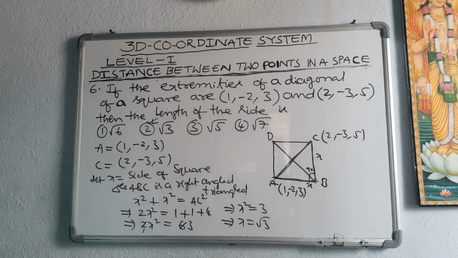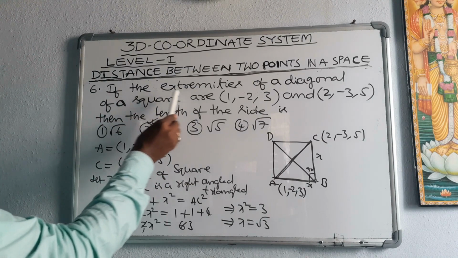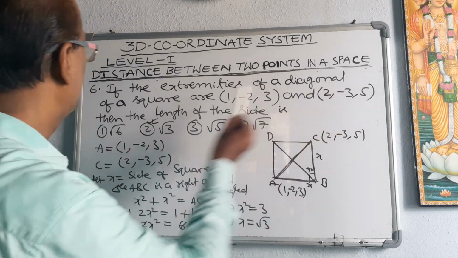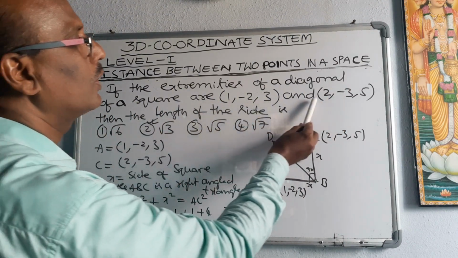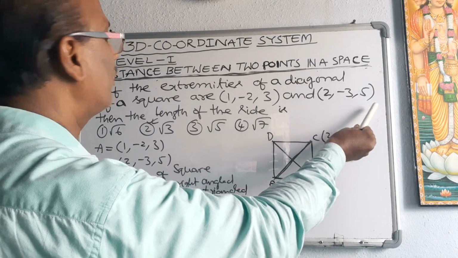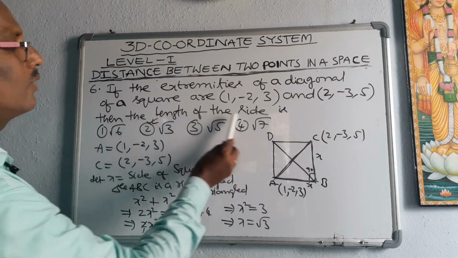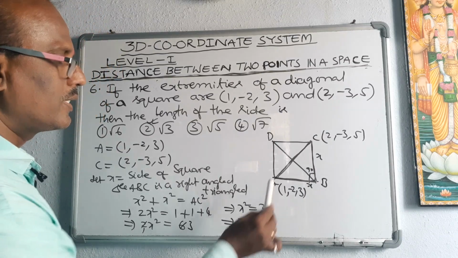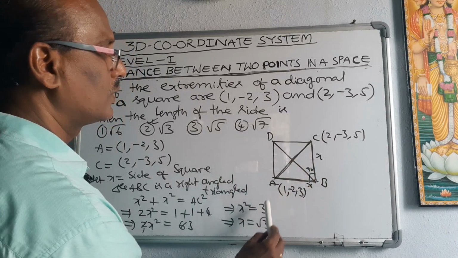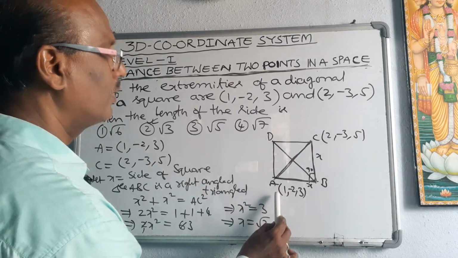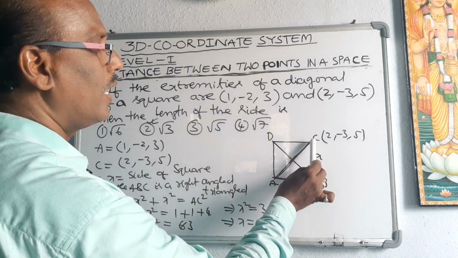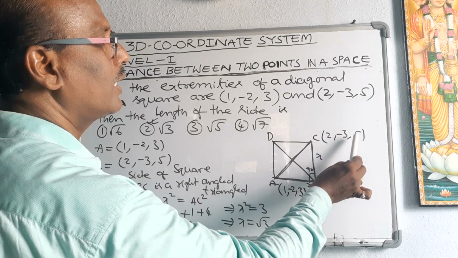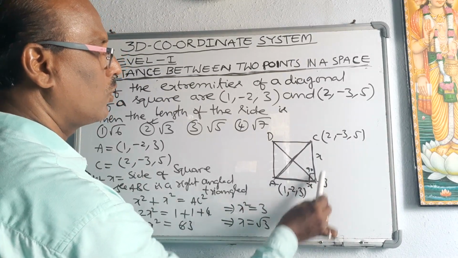Again explaining the question and answer. If the extremities of a diagonal of a square are 1 comma minus 2 comma 3 and 2 comma minus 3 comma 5, then the length of the side. Here ABCD is the one square. The extremities of diagonal is given. Let capital A is equal to 1 comma minus 2 comma 3 and C is equal to 2 comma minus 3 comma 5. In a square, 4 sides are equal.